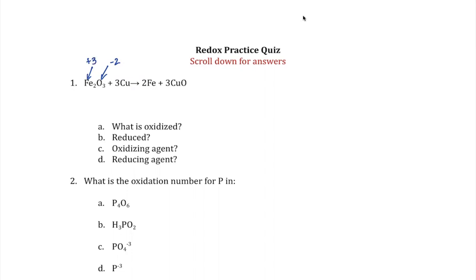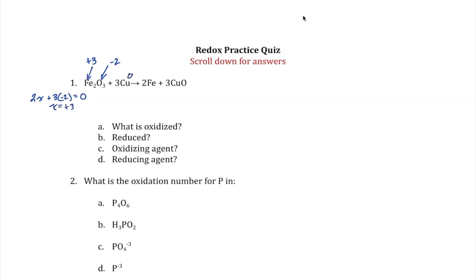The way that I do that is I say I have 2 irons and I don't know its charge. I have 3 oxygens, and according to the periodic table, each oxygen has a charge of -2. And these must total to equal 0 because this compound is uncharged. Solving for x, I get a +3.